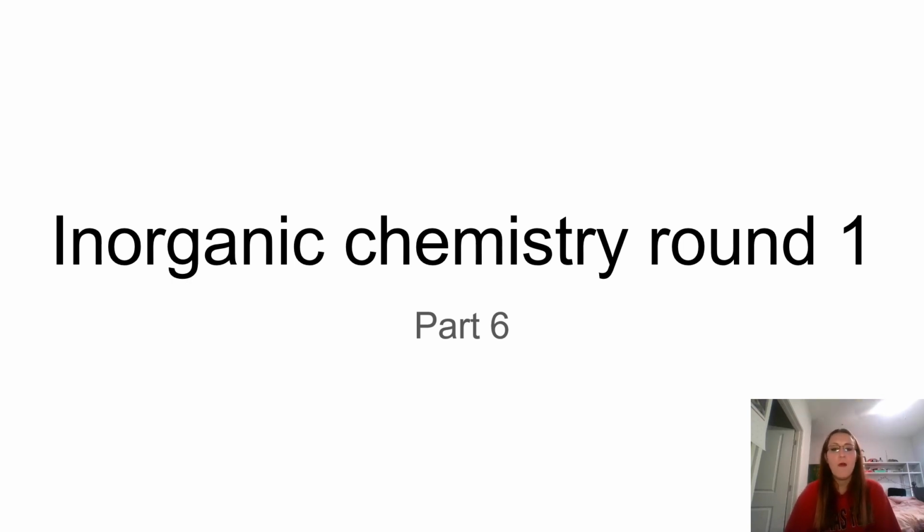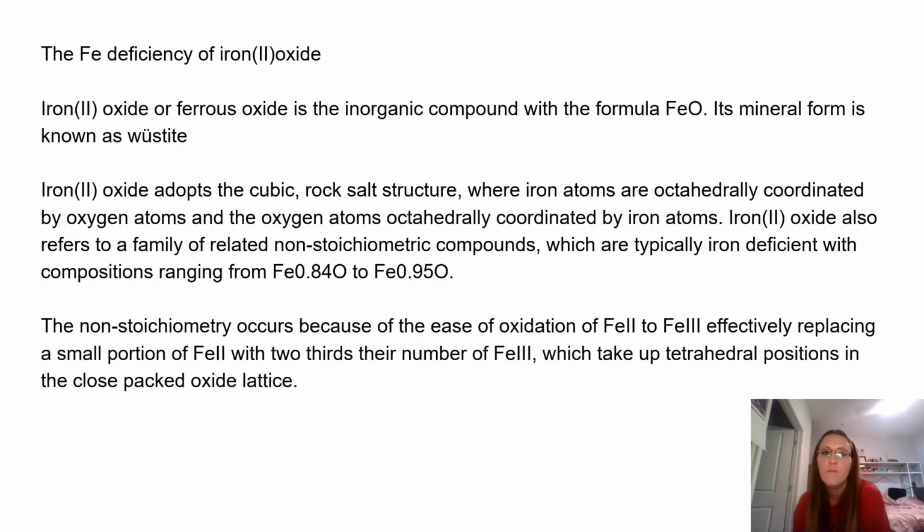Inorganic Chemistry, Round 1, Part 6. The iron deficiency of iron(II) oxide. Iron(II) oxide or ferrous oxide is the inorganic compound with the formula FeO. Its mineral form is known as wüstite.